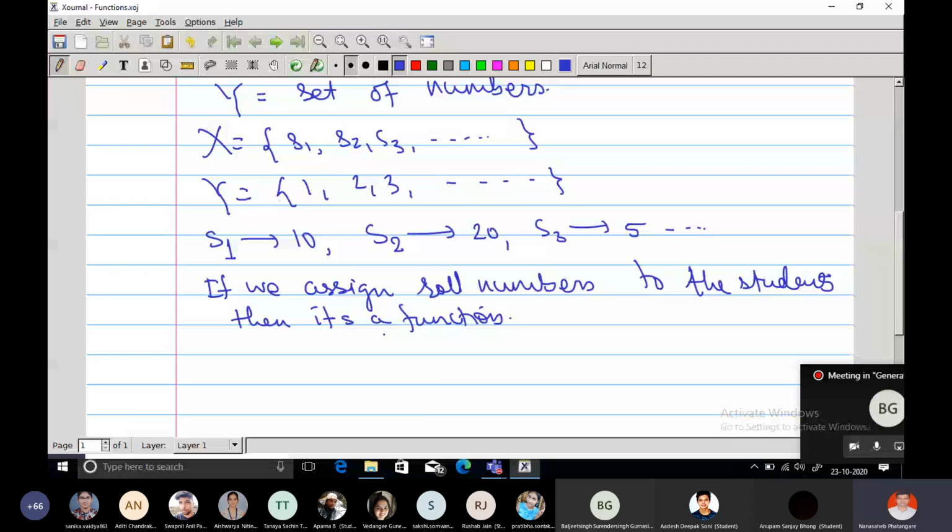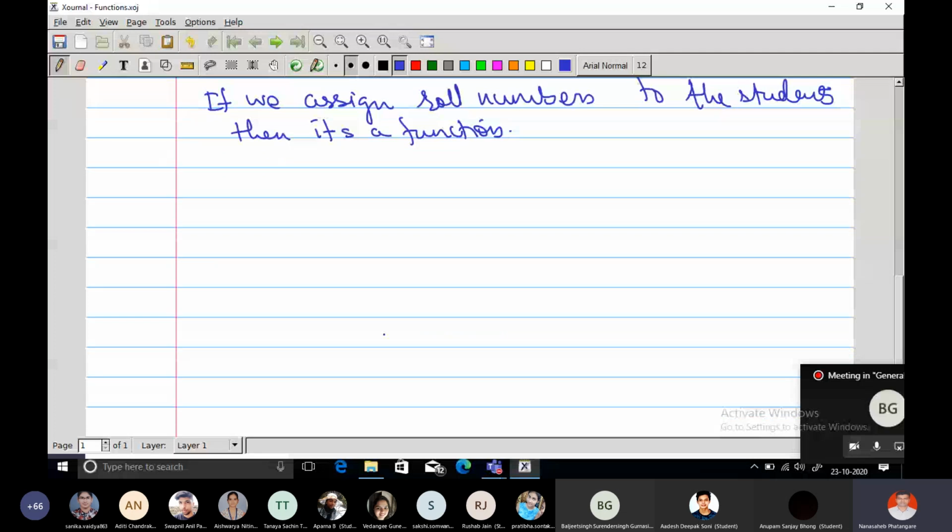A formal definition means a classical or mathematical definition, so that this definition will fit in any case. At any instance, this definition is useful. So we are assigning. Assigning is what? Look at another thing. Suppose I have a set A, with elements a, b, c, and set B is 1, 2.